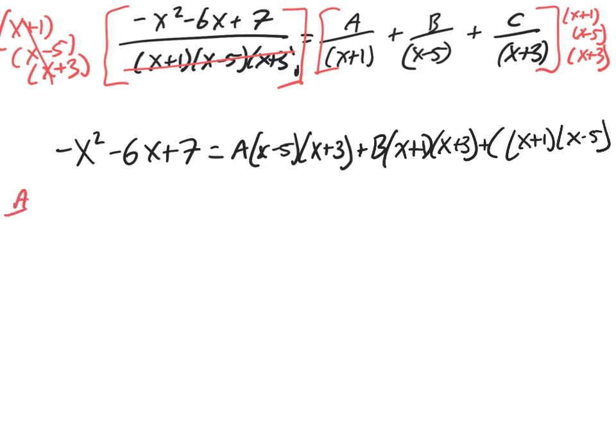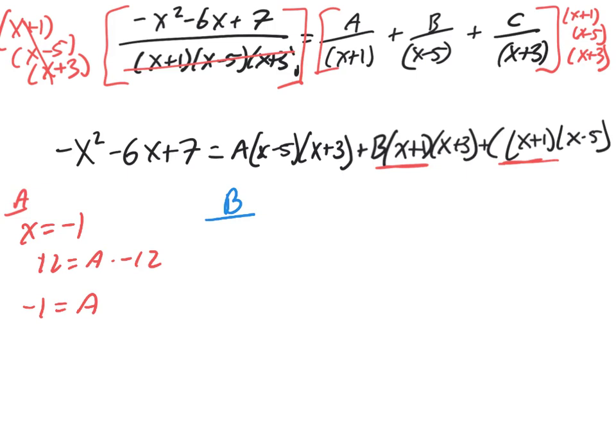So for A, we want the terms with B and C to cancel out. Their common factor here is going to be this x plus 1. So we want to let x equal -1 here in order to help us solve. So we're going to end up with 12 equals A times -12, which will tell us that -1 equals A.